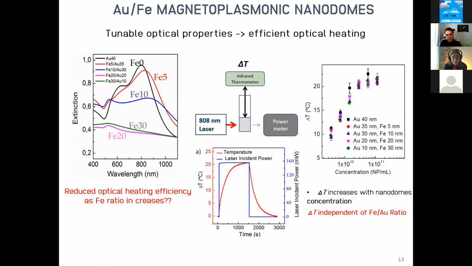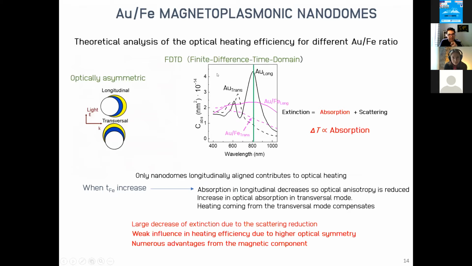So in order to understand the results, we perform some finite-difference time-domain analysis. First of all, we measure extinction, which is the sum of absorption and scattering. The heating properties, the increase in temperature, are due to the absorption properties, which seem not to have been very attenuated due to the presence of iron.